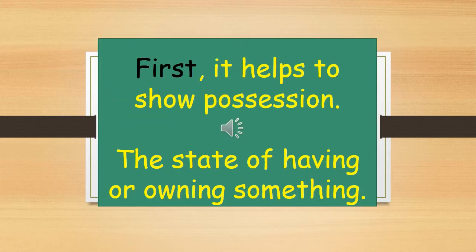First, it helps us to show possession. So the possession is the state of having or owning something. If you buy a piece of candy, that is your candy. You own it, or it belongs to you. It is something that is of your possession. You own it. Nobody else's. It's yours. You paid for it. It belongs to you. So how does an apostrophe show ownership in sentences? Let's have a quick look.